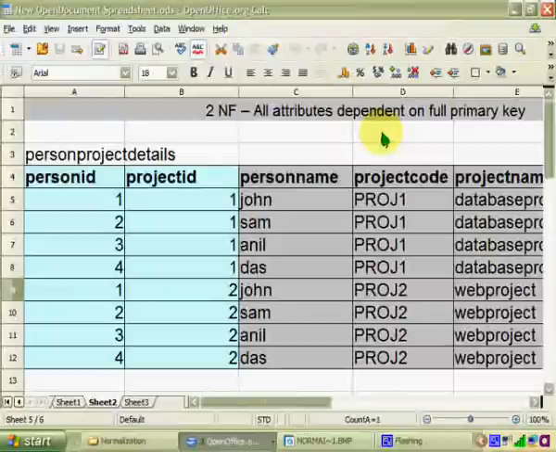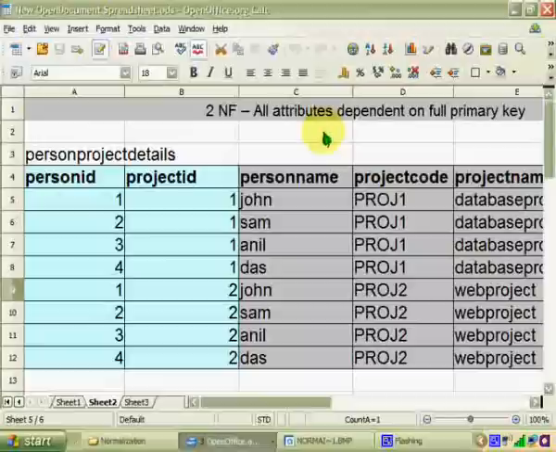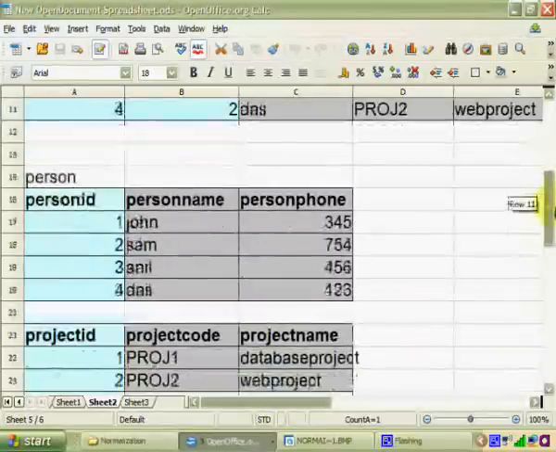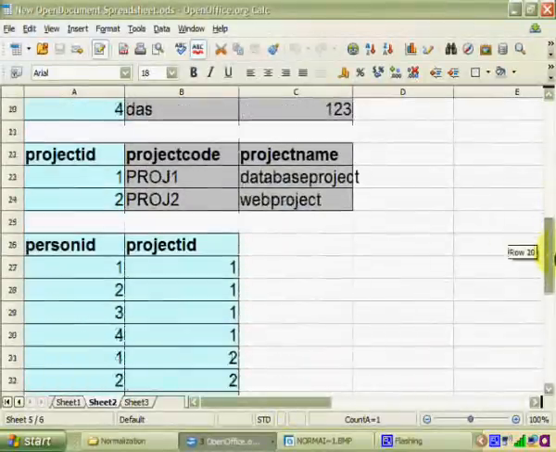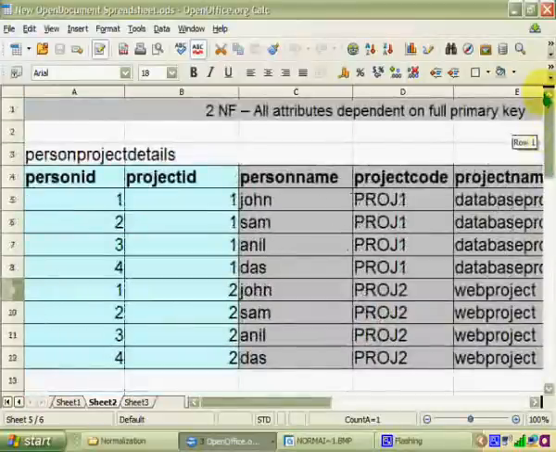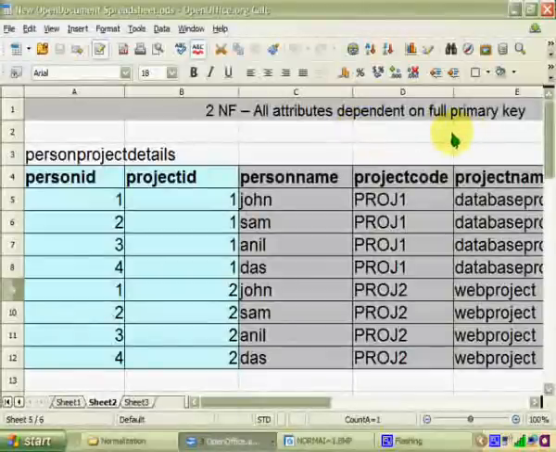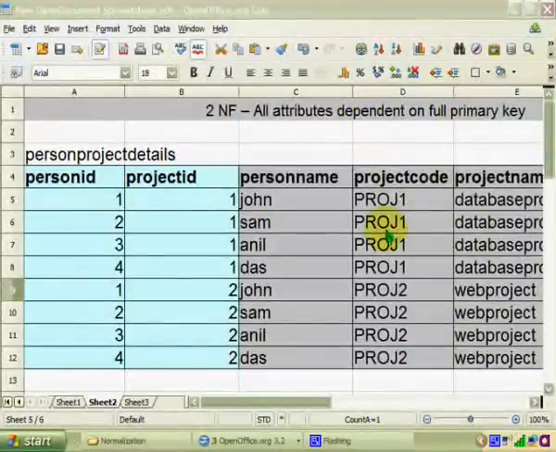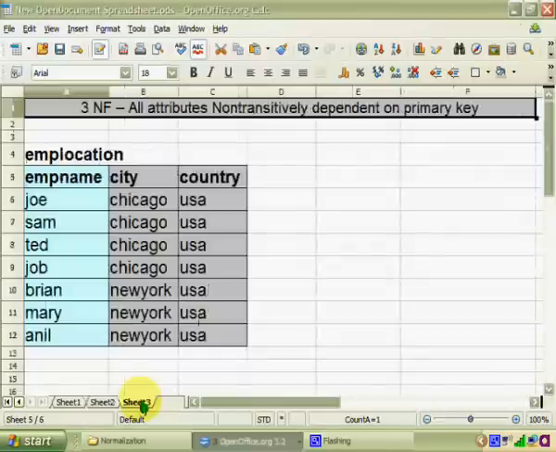So our table will be in the second normal form, and in order for a table to be in the second normal form, firstly it should be in the first normal form. So second normal form is higher than the first normal form. It should follow the rules of the first normal form as well as the rules of the second normal form. In this design we don't have any repeating columns, so it is satisfying the first normal form, as well as this rule where all non-key attributes are dependent on the full primary key. Let's look into the third normal form.